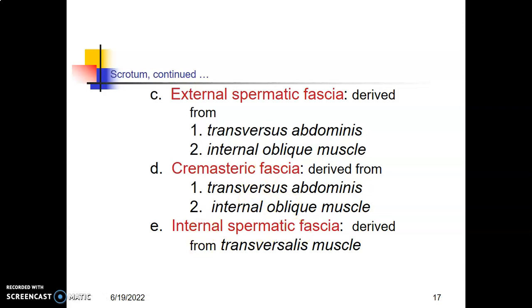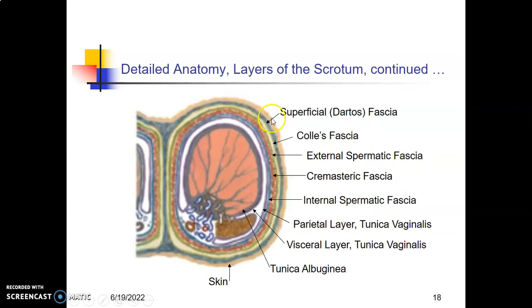So this is the scrotum, from skin to superficial, which is dartos, before Colles fascia, which is membranous, and then external spermatic fascia from external oblique abdominis, cremasteric fascia from internal oblique abdominis, internal spermatic fascia from fascia transversalis, before you get to the parietal peritoneum that extends into the scrotum as the tunica vaginalis, and the visceral layer of the tunica vaginalis, before you get to the tunica albuginea.